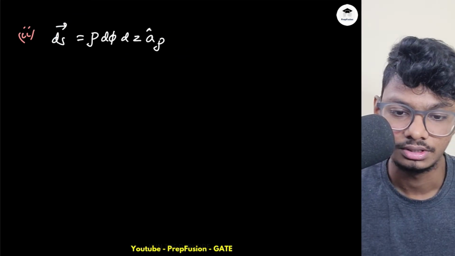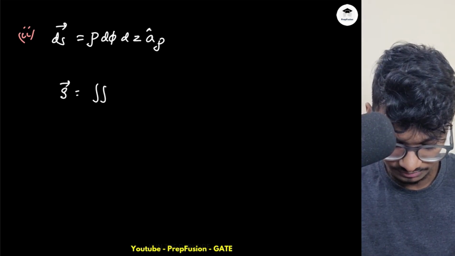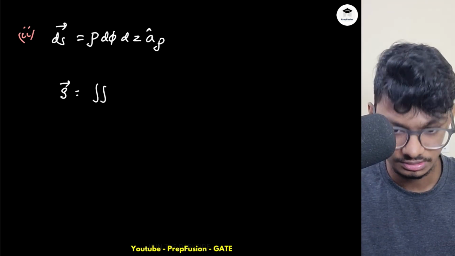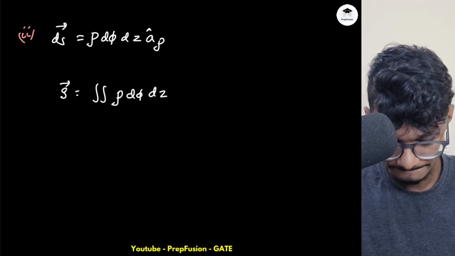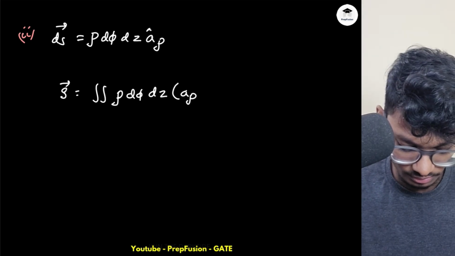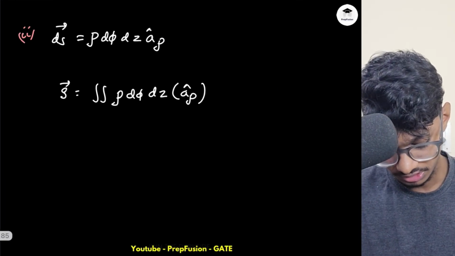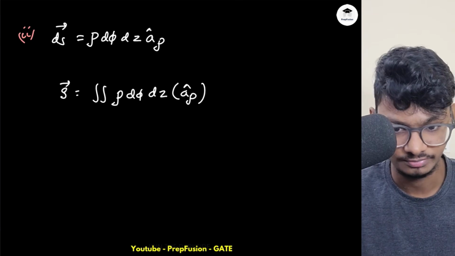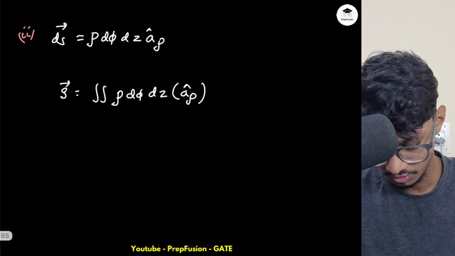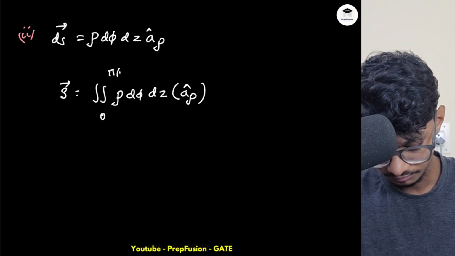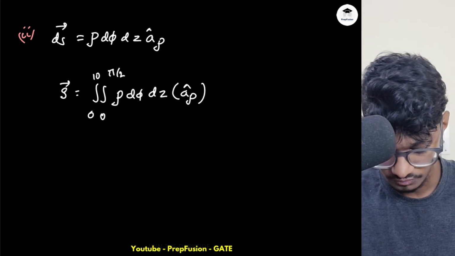So what will be the surface integral? This is an open surface, and it will be the integral of rho d phi dz a rho. And what are the limits? I can put the limits anyhow, phi first or z first, because rho is constant. Phi is going from 0 to 90, so phi is from 0 to pi by 2, and z is going from 0 to 10.